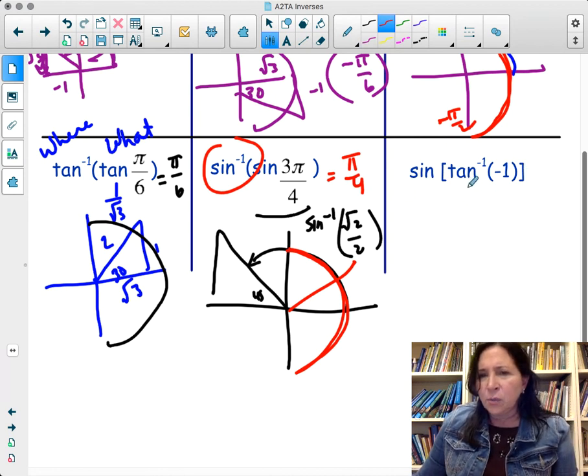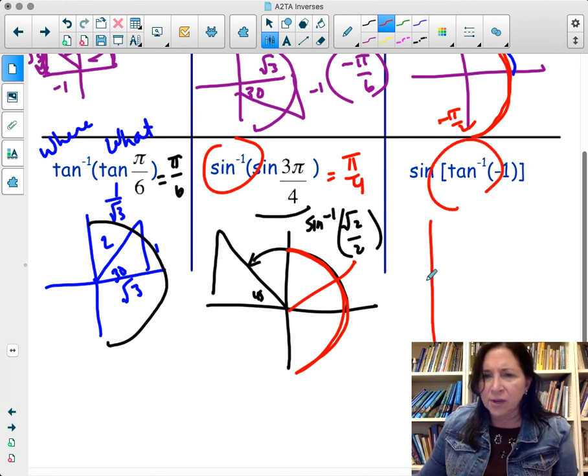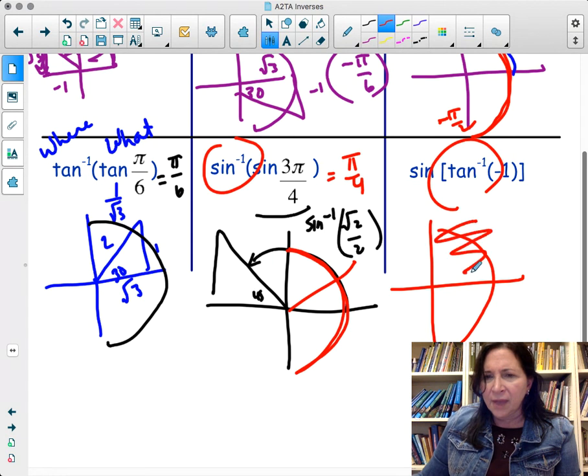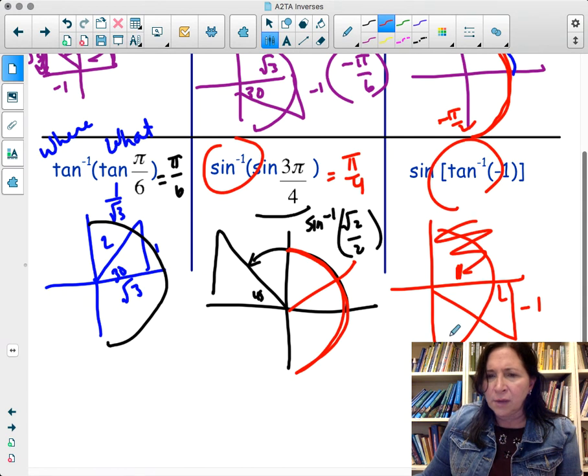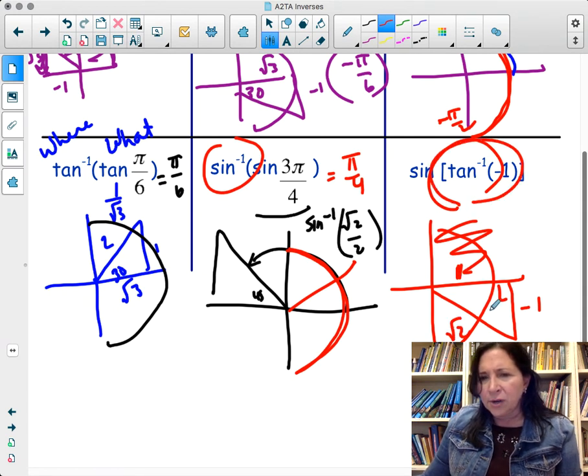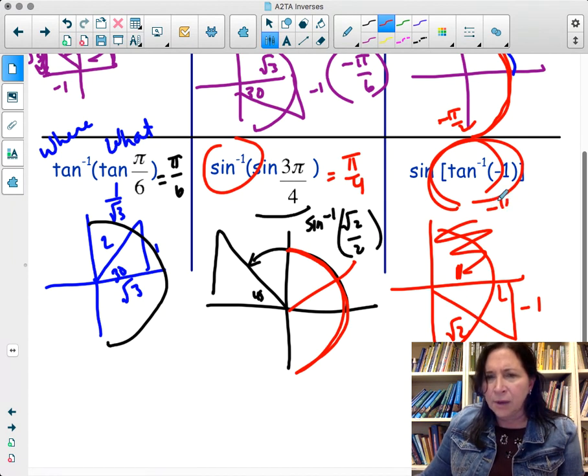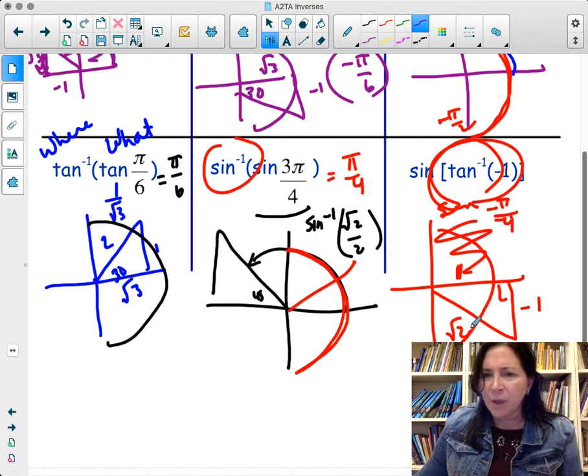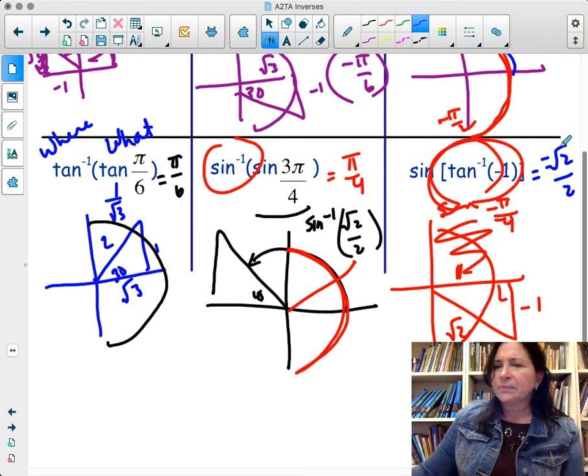This one here is saying, where is tangent negative 1? So that's, again, restricted. Restrict it from here to here. You've got negative 1. It's got to be in not that quadrant. Down here, tangent opposite over adjacent, so negative 1 over 1. This is root 2. So where are you? You're here at negative pi over 4. And what's sine of negative pi over 4? So sine of negative pi over 4 is root 2 over 2. Oh, but this is actually negative, right?